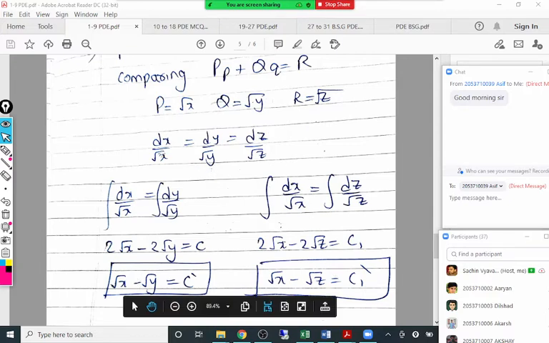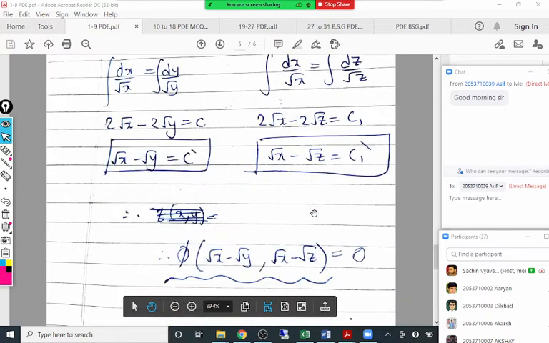But here, Sahitya has taken the first and last ratio. So multiple answers are there. One of the answers he has written is correct again. Okay, so this is phi of u comma v equal to 0 written. So you can write u equal to phi of v also.